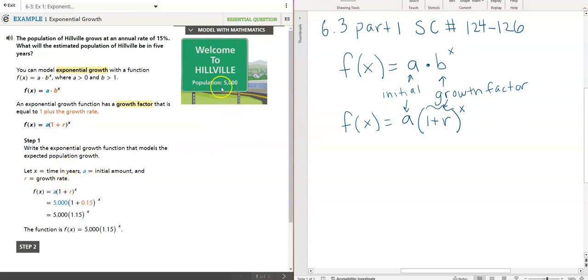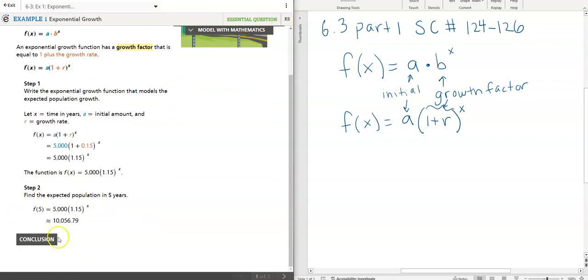So in this problem, our initial amount was 5,000. That's the population. Our rate is 15% because they're growing at 15% every year. So I'm going to write that as a decimal, 0.15, and I'm going to plug it into my equation. And then we're going to solve this. This is our function formula. In step 2, we're now going to solve this.